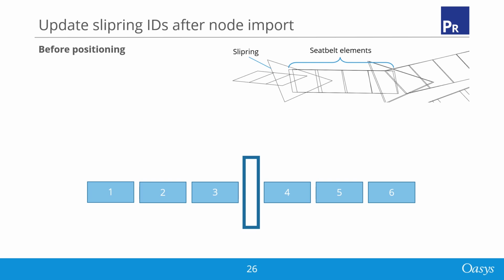So I want to say a few words about slip rings. Slip ring elements are used within human body models to model certain things like muscles and ligaments. If you're familiar with 1D slip rings in LS-DYNA, you will know that the definition requires you to define the seatbelt element on either side of the slip ring.